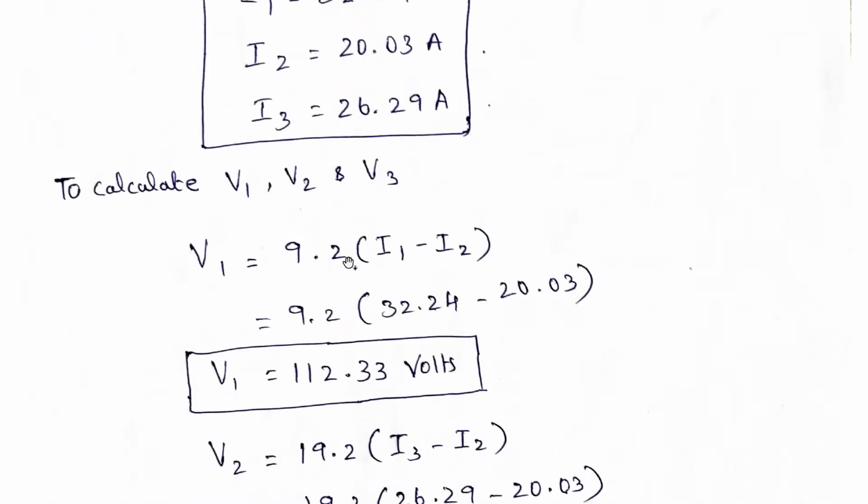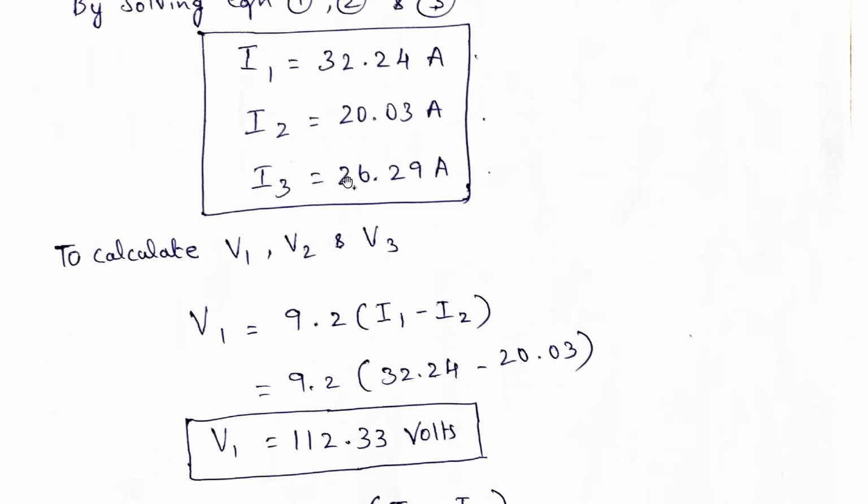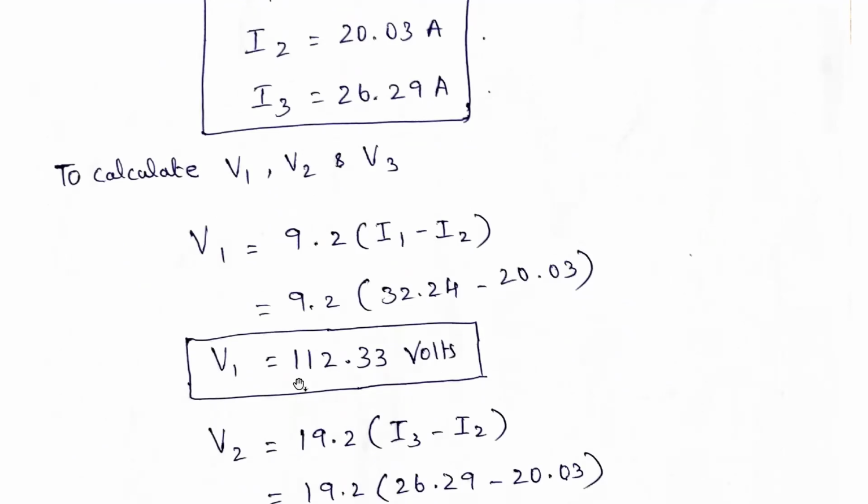So V is equal to I into R. I is nothing but I1 minus I2, into R1, which is 9.2. So we are multiplying. I1 we already calculated, 32.24 minus 20.03. Just substituting and simplifying, we'll get the answer as V1 is equal to 112.33 volts.